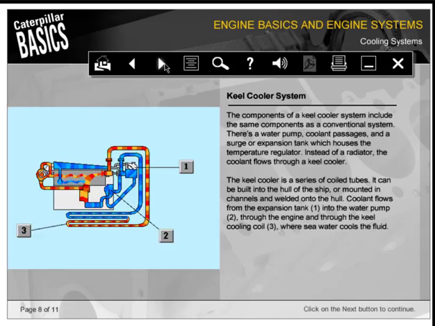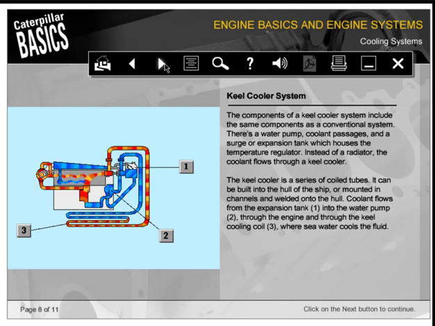The components of a keel cooler system include the same components as a conventional system. There's a water pump, coolant passages, and a surge or expansion tank, which houses the temperature regulator. Instead of a radiator, the coolant flows through a keel cooler. The keel cooler is a series of coiled tubes. It can be built into the hull of the ship or mounted in channels and welded onto the hull.